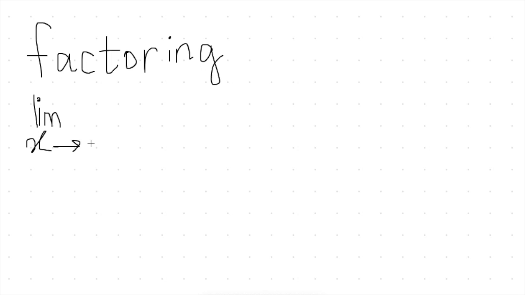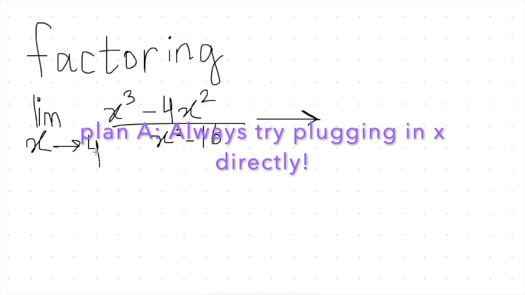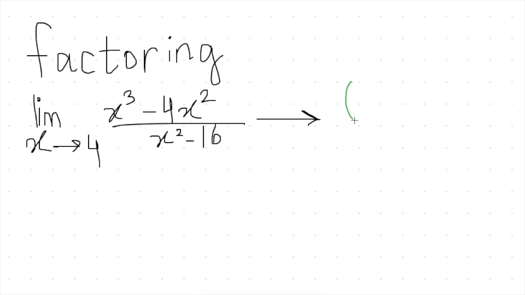Limit as x approaches 4 of x cubed minus 4x squared over x squared minus 16. Let's try plugging in x is equal to 4. The plug-in method is one method of solving for limits, which I talk about in my previous limits video.